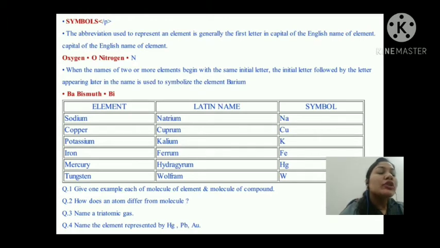Now, what is a molecule of a compound? A molecule of a compound, like carbon dioxide, forms when two or more different elements join together.